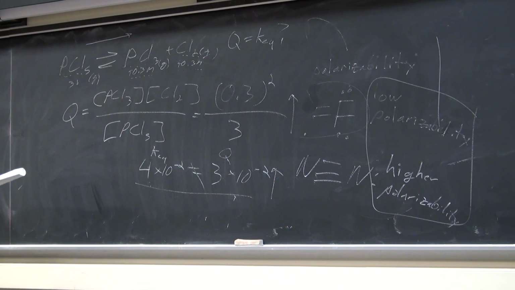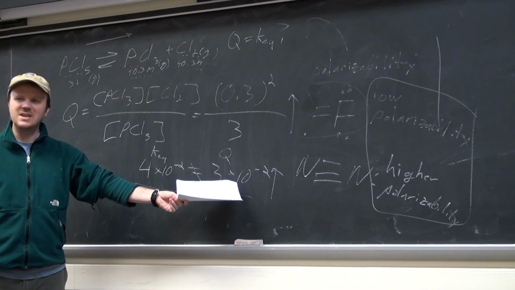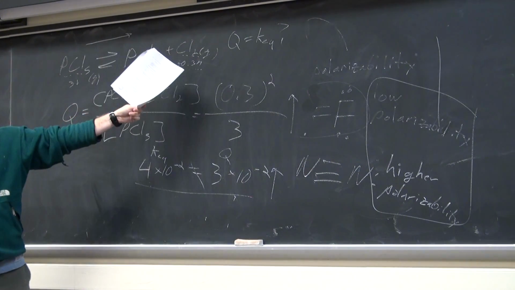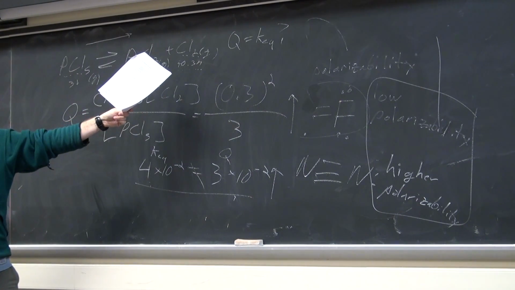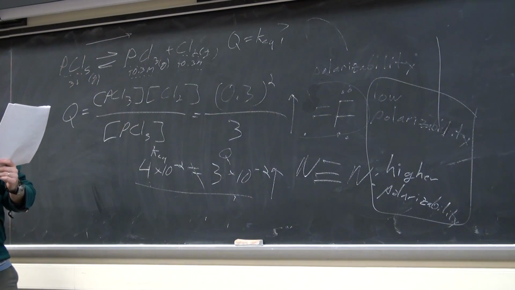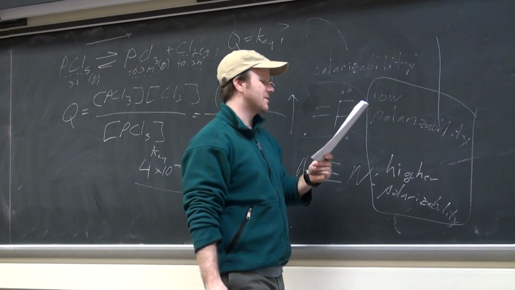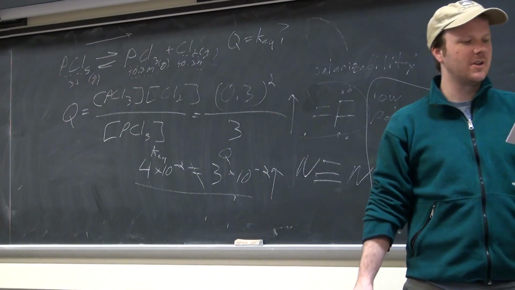Between the products and the reactants. So does everyone get that if you have to increase Q, the reaction has to go to the right? Is that cool? Okay. So that's B.